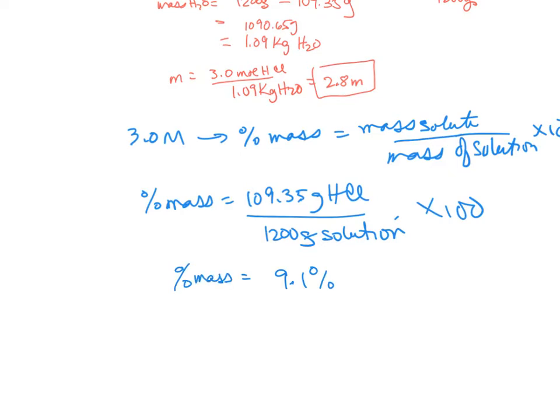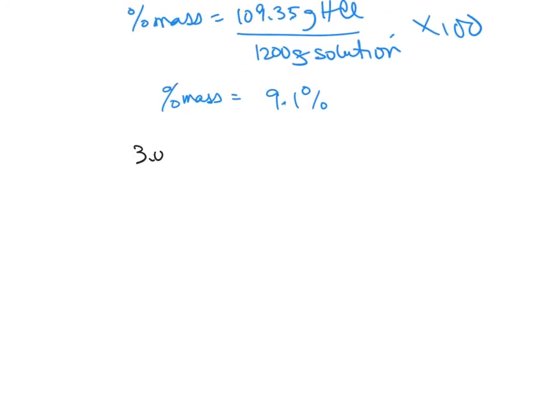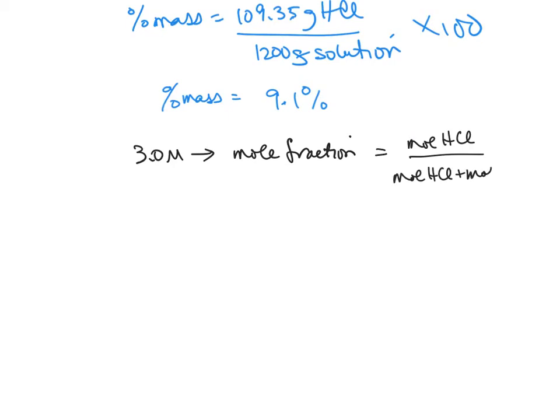Okay. So then the third part is to go 3 molar to mole fraction. And this will be equal to moles of HCl divided by moles HCl plus moles of water. So we know the moles of HCl, but we don't know the moles of water. So let's get that first.